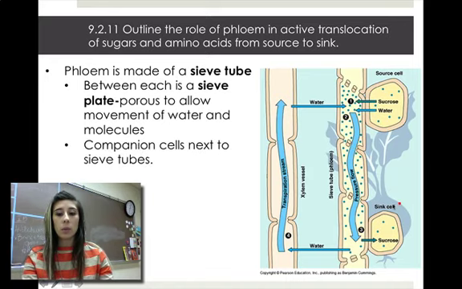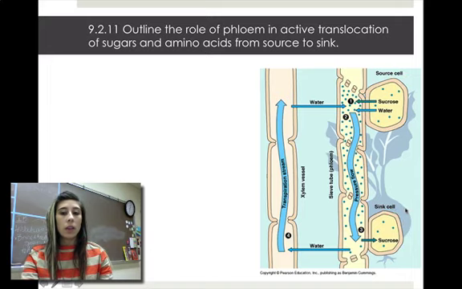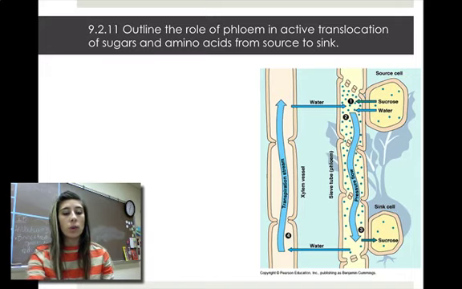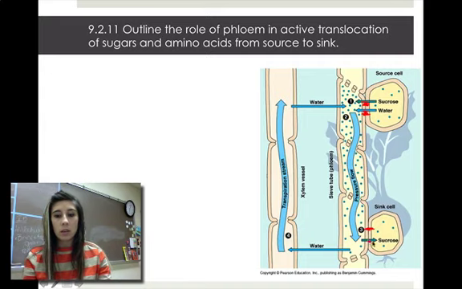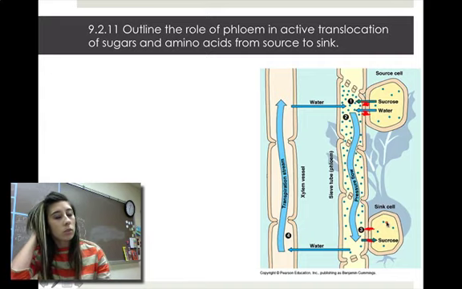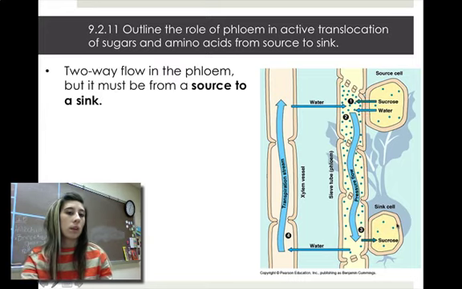Next to it we're going to see companion cells, and so we'll either see a source or a sink next to these sieve tubes. In between, this picture doesn't show it, but what's going on in between is the plasmodesmata, and the plasmodesmata builds a bridge between the sieve tubes and the companion cells so that they can translocate things in between each cell.